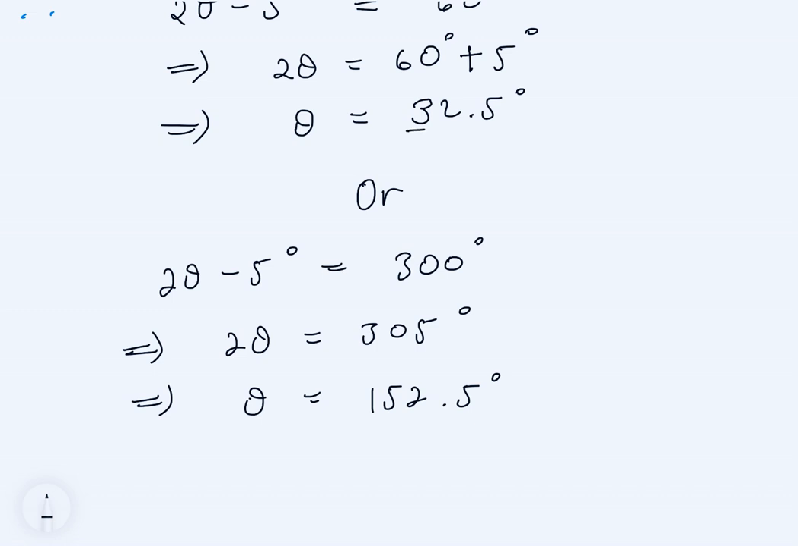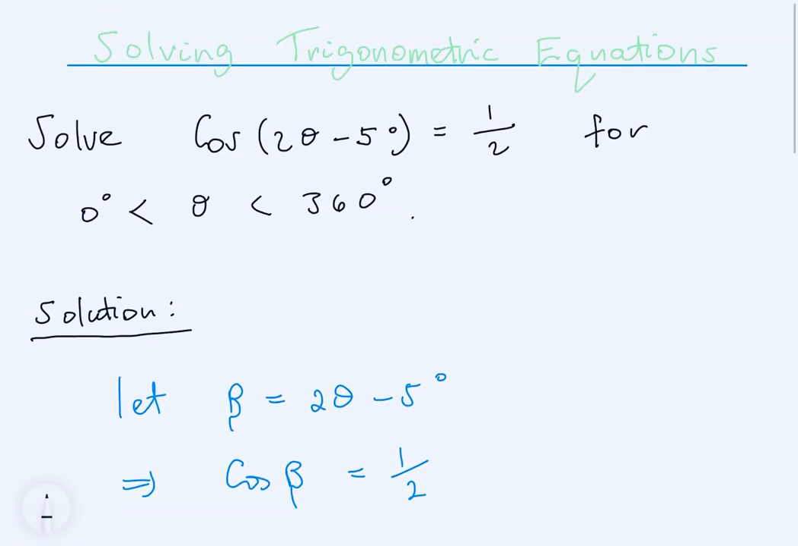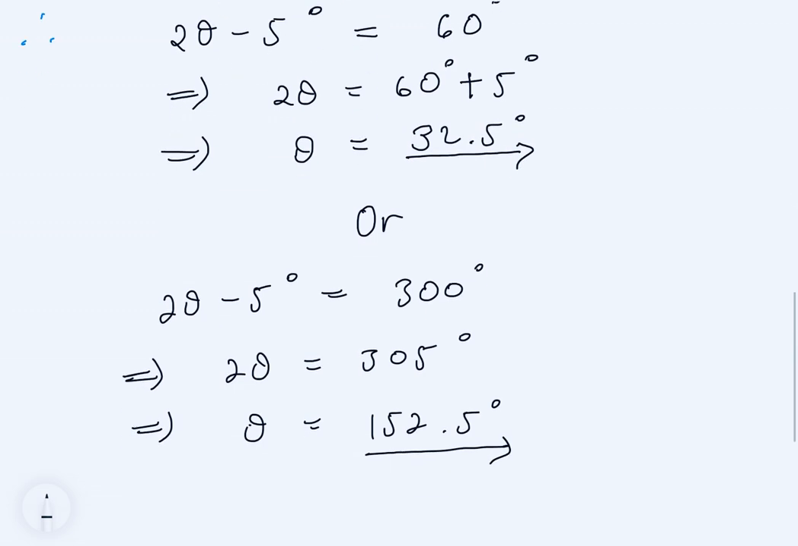And we don't generalize this. So the first solution is 32.5 degrees, and the second solution is 152.5 degrees. And both of these solutions lie within that interval, between 0 and 360. And so we leave it there. We do not generalize this, so there's no need to generalize because we're given a specific interval. We're told to find solutions between 0 and 360, and both of these solutions are between 0 and 360. So therefore, we leave it there.